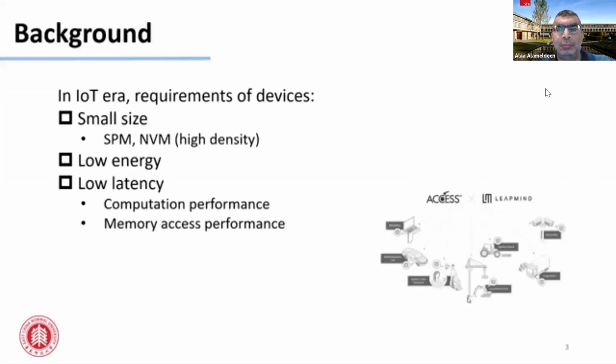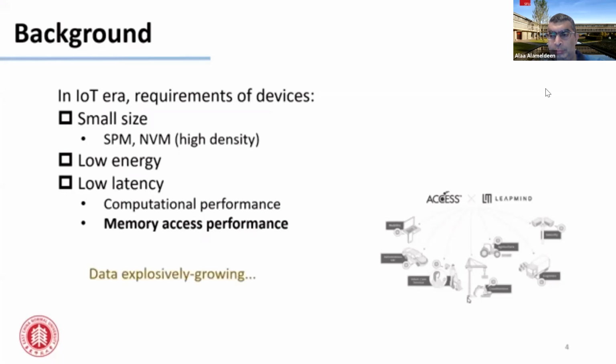In the IoT era, embedded devices require small size, low energy, and low latency. Scratchpad memory is managed by software and has higher density, and non-volatile memory is used in embedded systems, and it has higher density than SRAM. For energy and latency, they depend not only on computation performance, but also on memory access performance. In this paper, we focus on access performance.